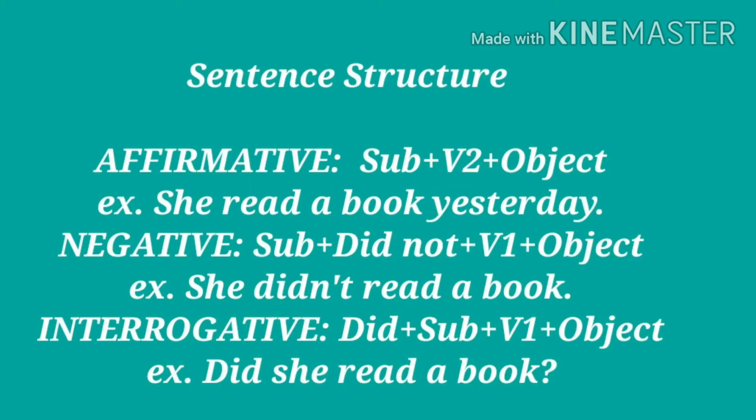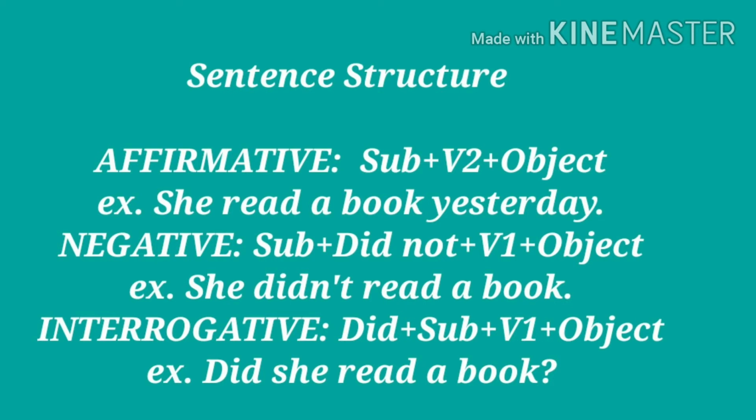The structure of simple past tense. In affirmative sentences, we use subject, after subject the second form of the verb, and after that object. For example, she read a book yesterday.